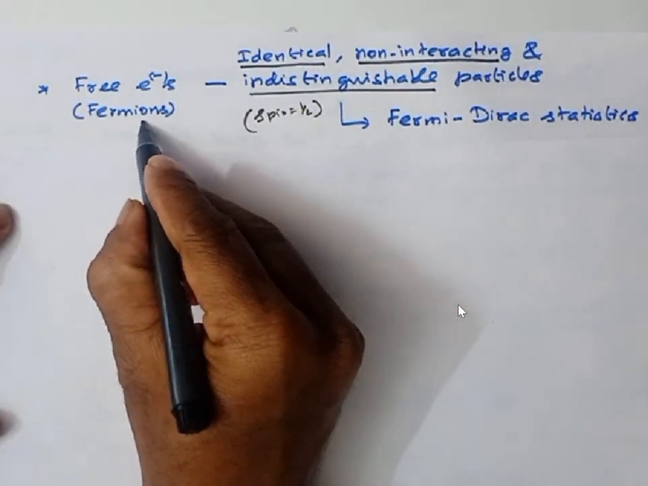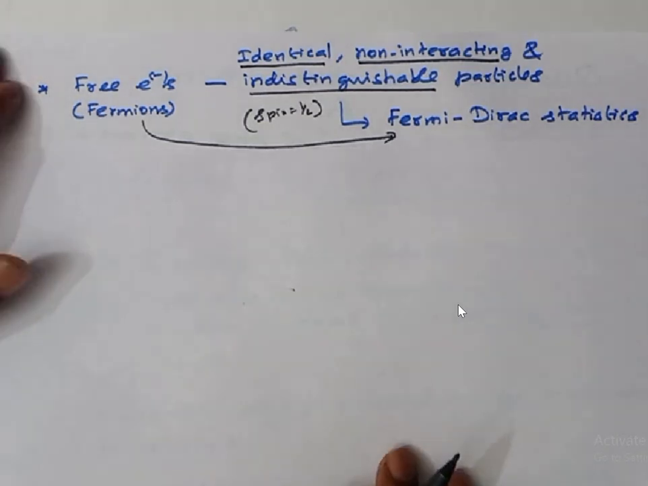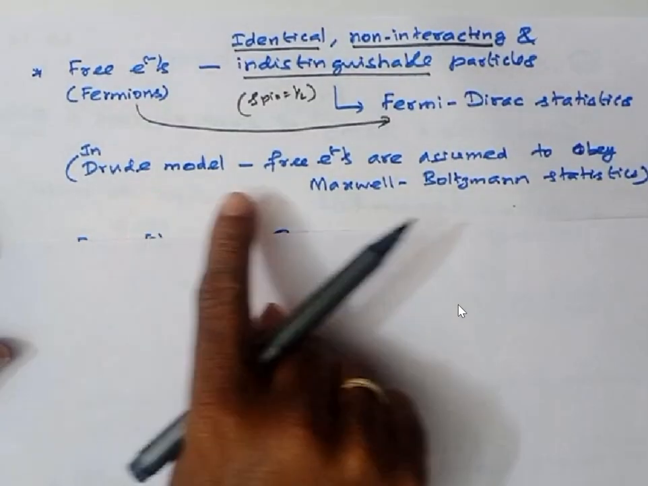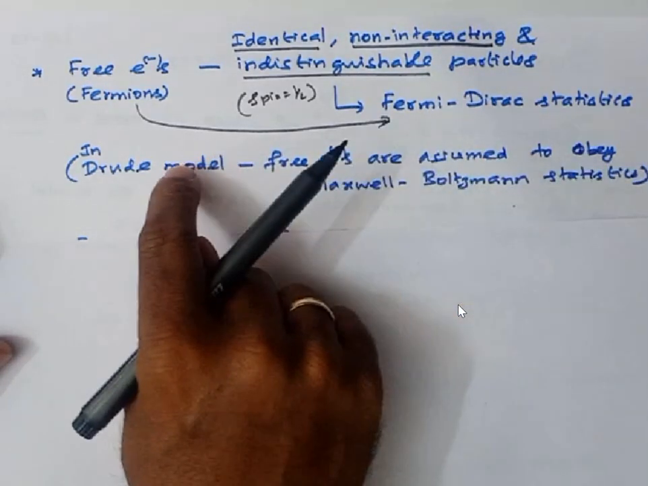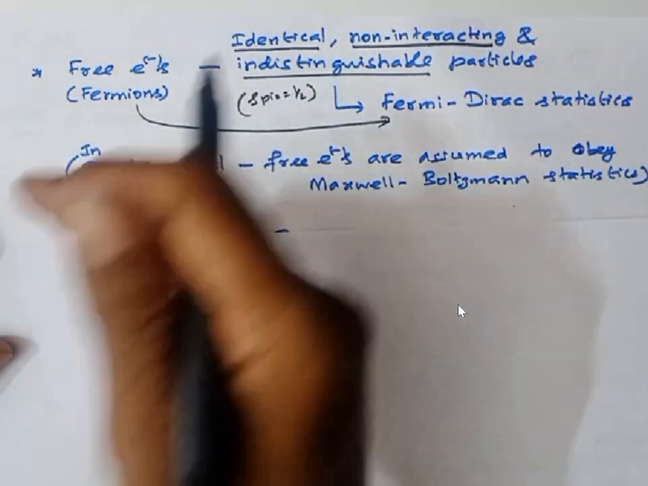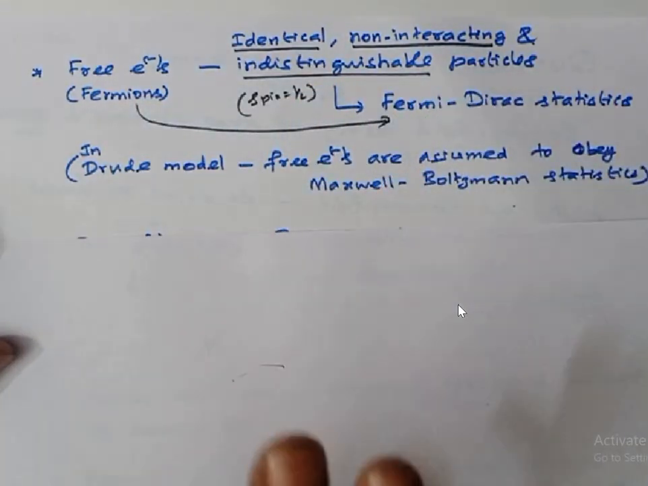For fermions, the quantum statistics that is available is Fermi-Dirac statistics. So what we are going to do in this model is use Fermi-Dirac statistics instead of Maxwell-Boltzmann statistics. Why? Because the free electrons are not classical particles, they are all quantum particles. Clear? In the Drude model, free electrons are assumed to obey Maxwell-Boltzmann statistics, because in the Drude model it was assumed that the free electrons behave like classical particles. But here we are going to use Fermi-Dirac statistics. Keep this point in mind.